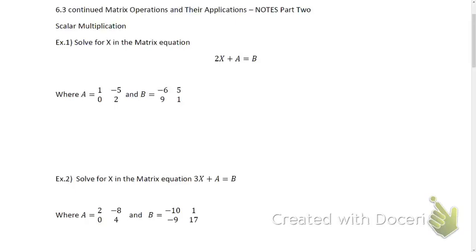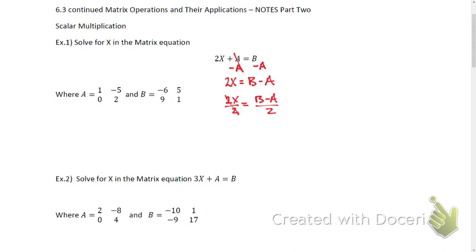In college algebra, we continued learning different matrix operations. In this problem, in number 1, we look at how to solve for x using matrices. So before we look at the matrices, let's solve this little equation for x. So we subtract a from both sides, and we have 2x equals b minus a. And then let's divide by 2 on both sides. And we've solved for x.